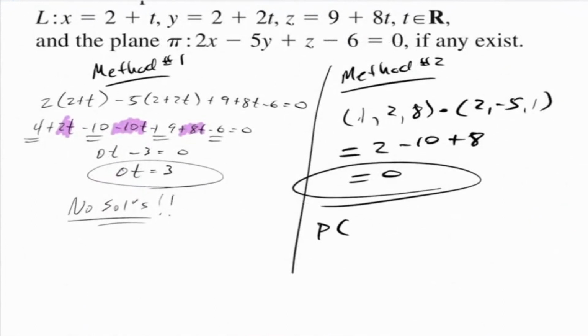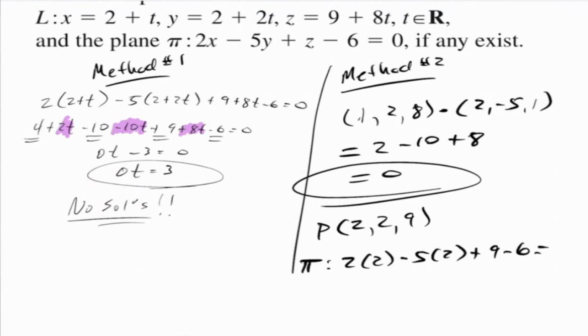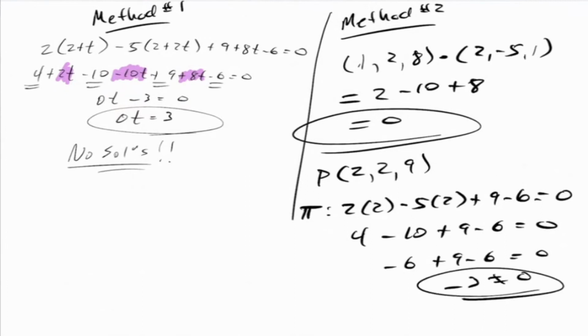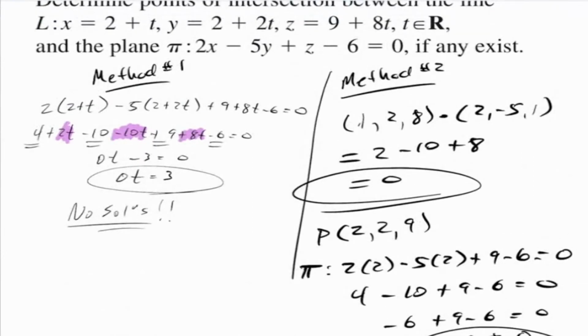So you can choose these points at random. I'm just going to take the point P, and I'll take the initial value, let t be 0. I'm going to get 2, 2, and 9. If I sub this into my plane here, you'll see you get 2 times 2 minus 5 times 2 plus 9 minus 6, which is 4 minus 10 plus 9 minus 6. In which case I get negative 6 plus 9 minus 6, which is minus 3, not equal to 0. So therefore, what I've shown here is that the point (2, 2, 9) is not on the plane.